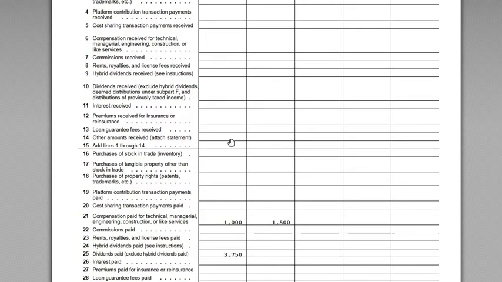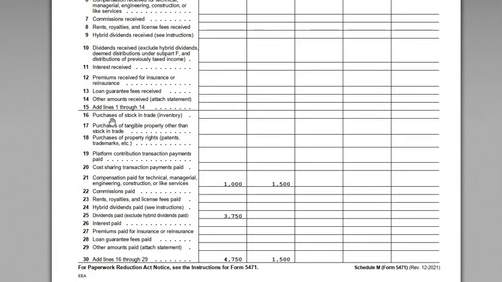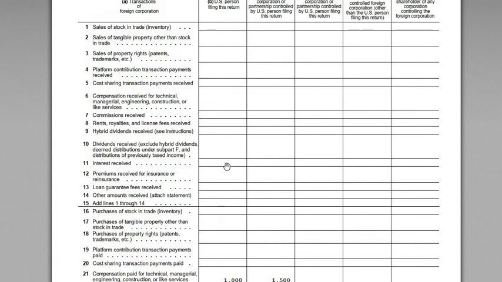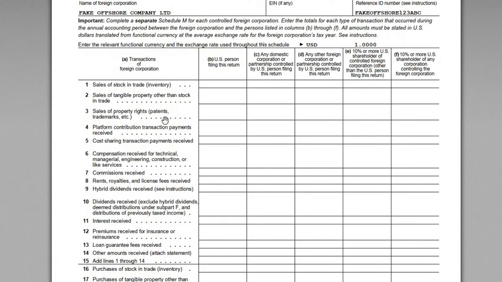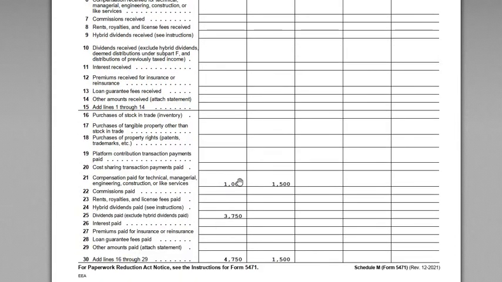When the corporation pays money out to a U.S. person or related party, those amounts are reported on lines 16 through 30. Okay, so just to recap, if the corporation is receiving money, so it's recording income, let's say, and it's from one of these U.S. persons, those amounts are reported up here. If the corporation is paying money out, you're going to see them on lines 16 through 30.